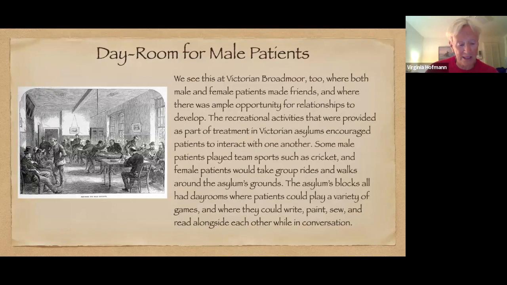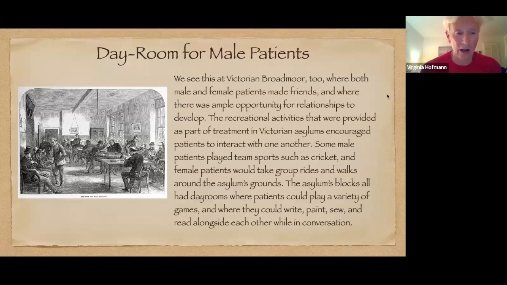Some male patients played team sports such as cricket, and female patients would take group rides and walks around the asylum grounds. The asylum block had day rooms where patients could play a variety of games, write, paint, sew, and read alongside each other with conversation.